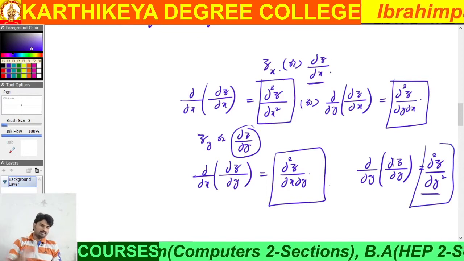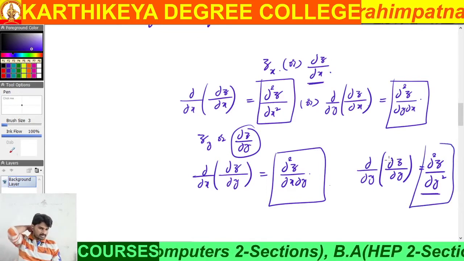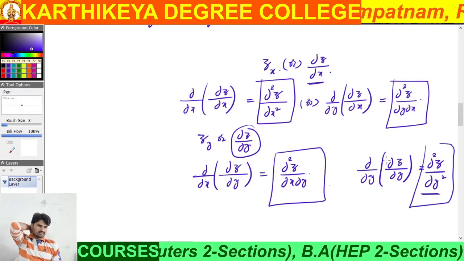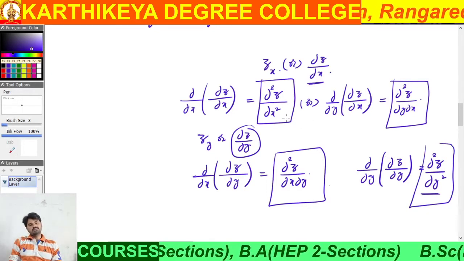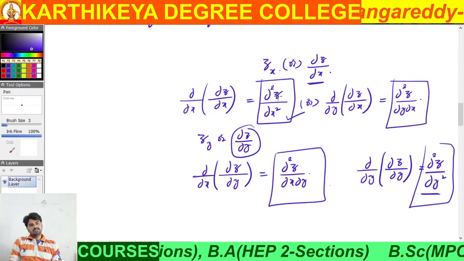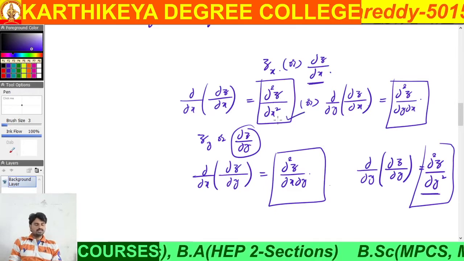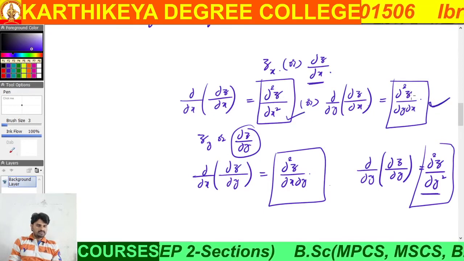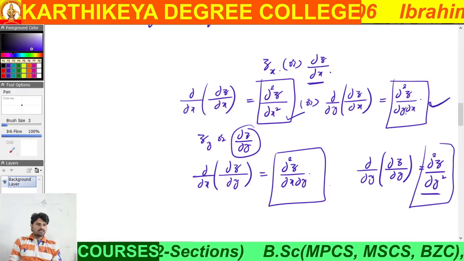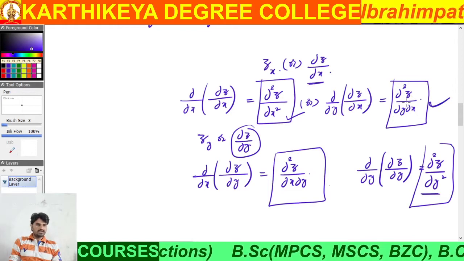They are called the second order partial derivatives of z. So how many second order partial derivatives of z are there? Here, this one is the derivative of z with respect to x twice. This one is the derivative of z two times, one time x, one time y.